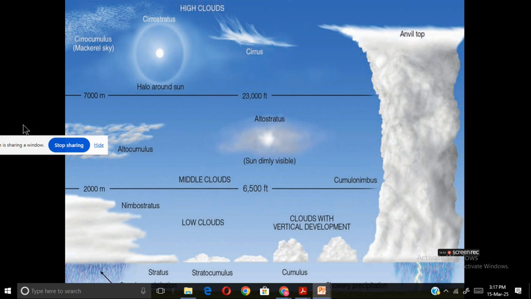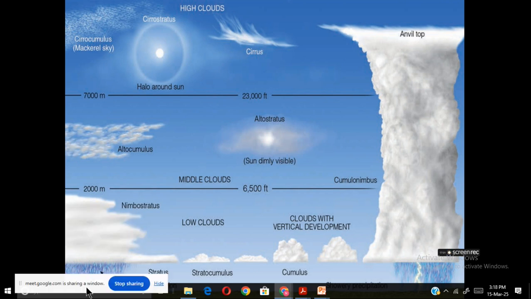Then the second one is altocumulus and altostratus. Altocumulus we can see is kind of small lumps, and altostratus is just a single layer of cloud. And then in low level clouds we have nimbostratus and stratocumulus. Stratocumulus is cumulus, but extended or layered. Then we have cumulus, stratocumulus, and stratus in low level clouds. And there is another type of cloud known as cumulonimbus.